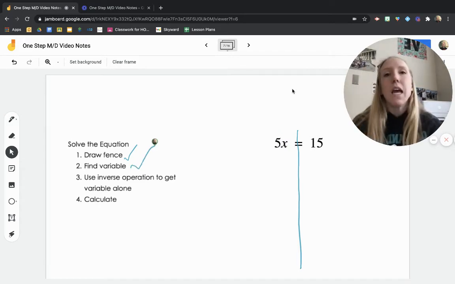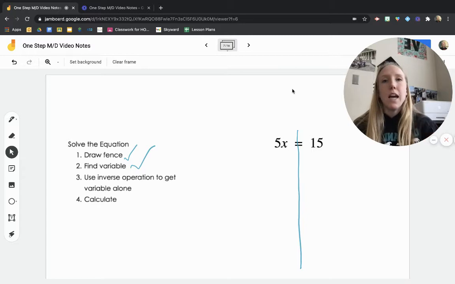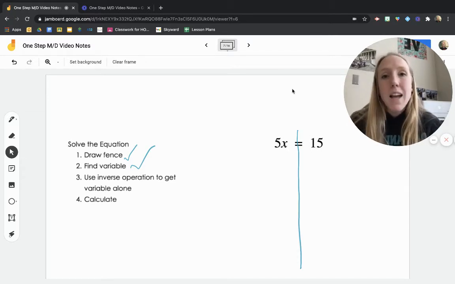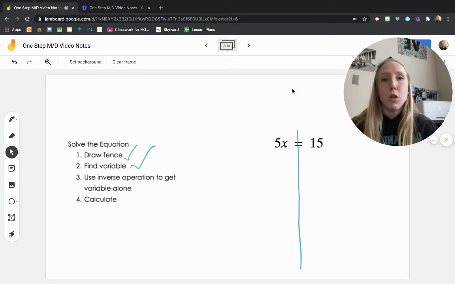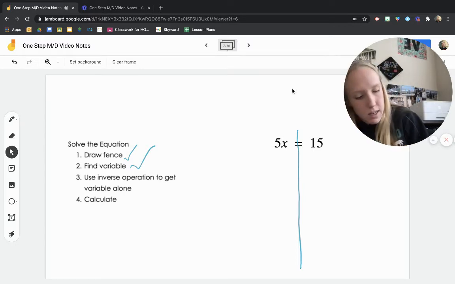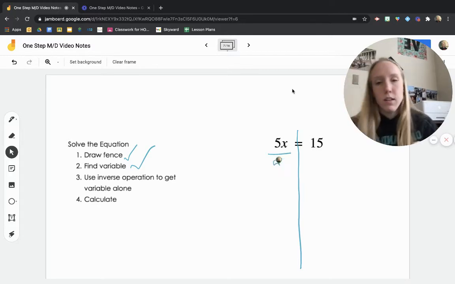Now I have to use the inverse operation to get x by itself. So I see right here that this is 5x. That means 5 times x. I need to get rid of the times 5. I need to get rid of multiplying by 5. So I think to myself, what is the opposite? What is the inverse of multiplying by 5? The inverse of multiplying by 5 is dividing by 5.